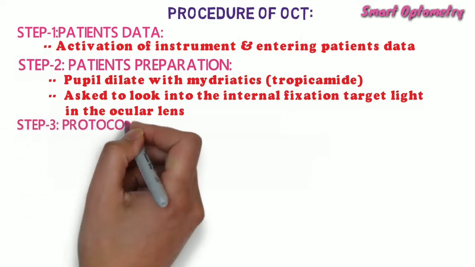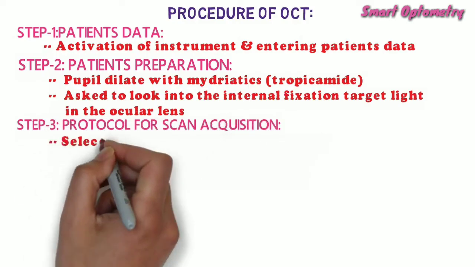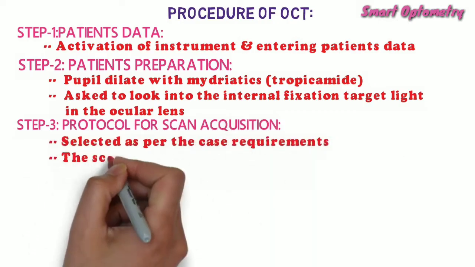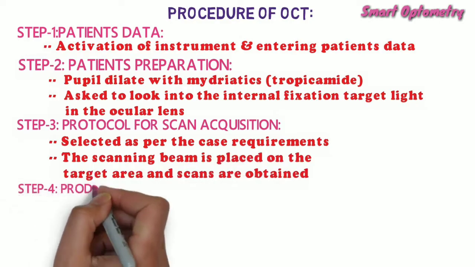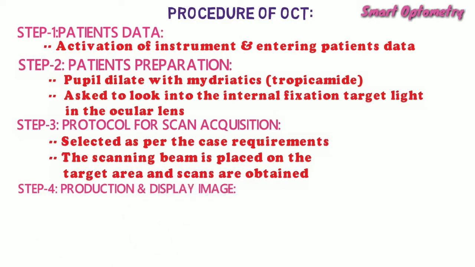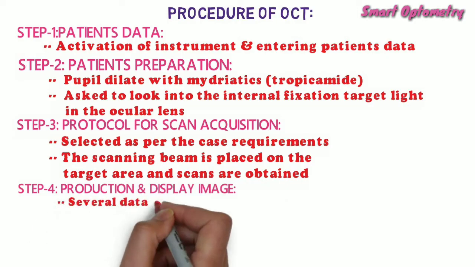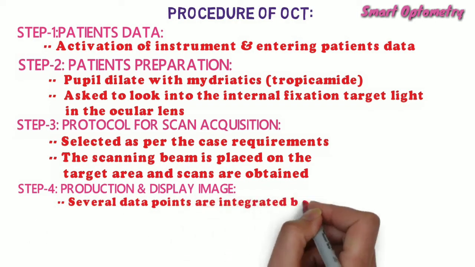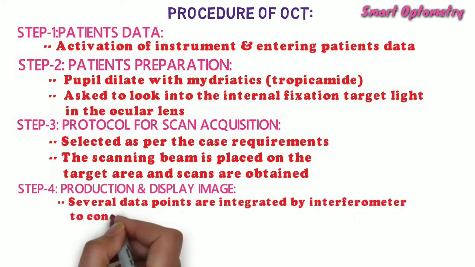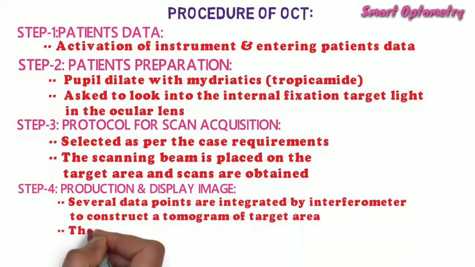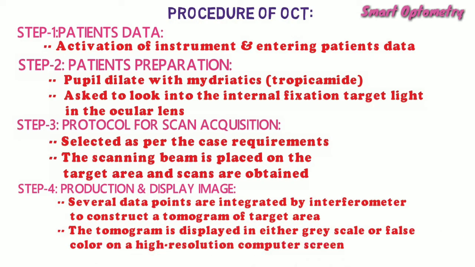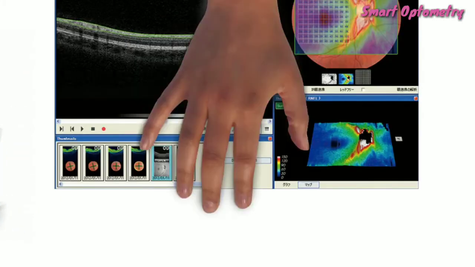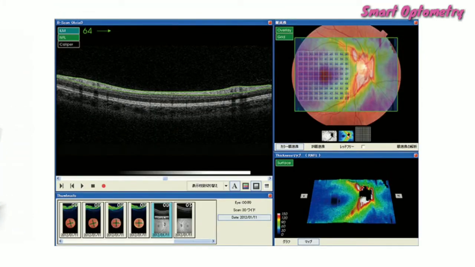Step 3. Protocol for scan acquisition. Selected as per the case requirements. The scanning beam is placed on the target area and scans are obtained. Step 4. Production and display of image. Several data points are integrated by interferometer to construct a tomogram of target area. The tomogram is displayed in either grayscale or false color on a high-resolution computer screen. Here is a figure of tomogram of target area on the high-resolution computer screen.